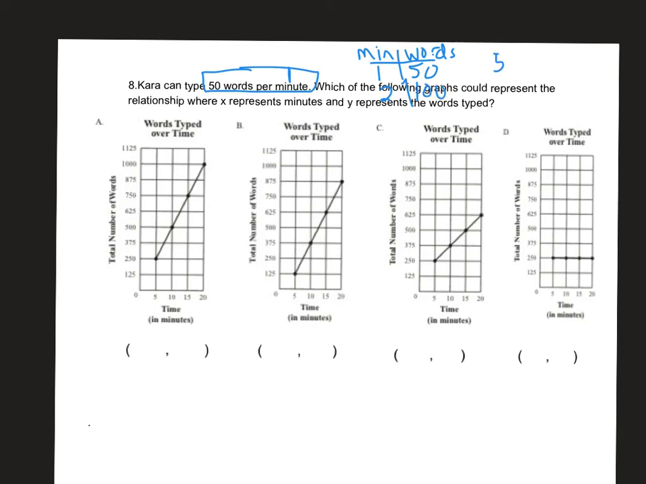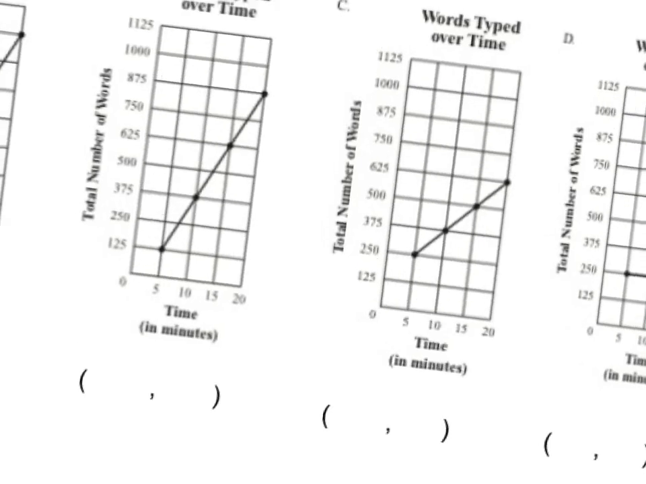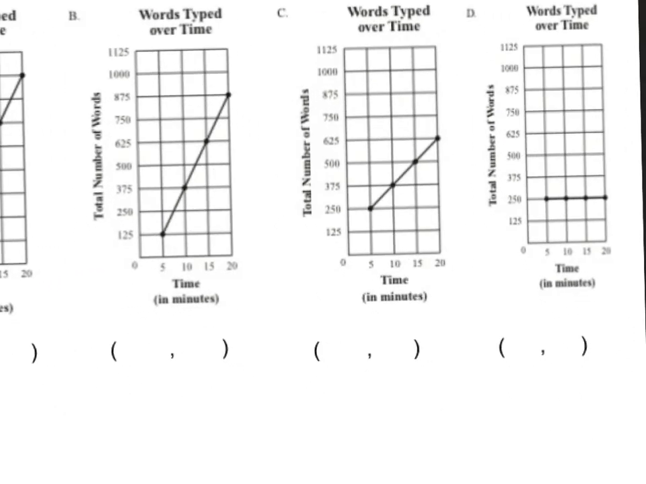So apparently, they're multiplying 50 words for every minute in order to figure out the total number of words. Okay, so let's see which graph would give me that. Since I know my unit rate, now let me look at my x-axis. This one's a little hard to see. I apologize for the graphs. All right, so they're looking at 5 minutes. So 5 times 50 would give me 250 total words.